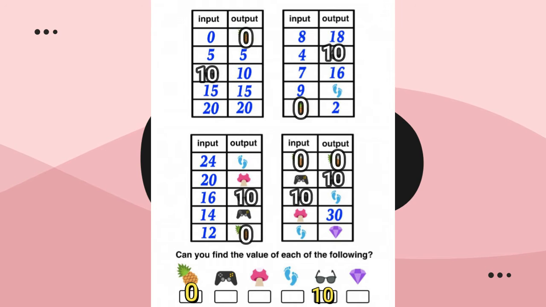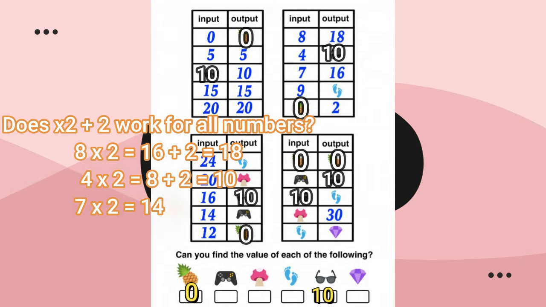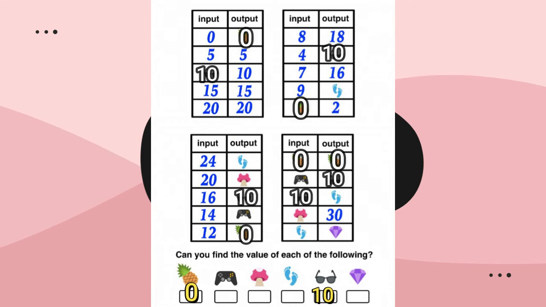What if we multiply the 8 times 2? 8 times 2 is 16. 16 plus 2 equals 18. So let's try times 2 plus 2. 7 times 2 equals 14, plus 2 equals 16. Excellent. And I know the sunglasses are 10. 4 times 2 equals 8, plus 2 equals 10. So our rule for that top right-hand input-output table is times 2 plus 2.